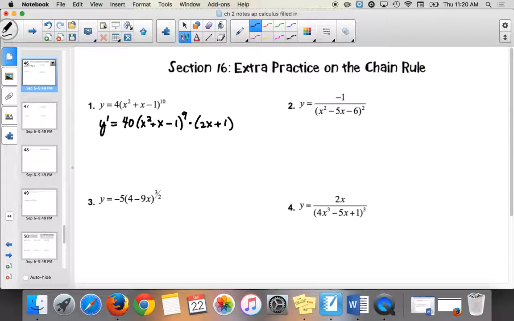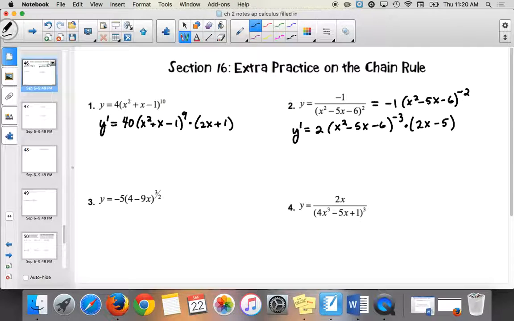So the next one, I would rewrite as -1 and then x squared minus 5x minus 6 to the -2. If you didn't, it's fine. You probably just used the quotient rule. So when we do this, we get -1 times -2 is 2. We have the stuff on the inside, that's our u, raised to the -3, right? Subtract 1 from the power. And then times the derivative of the inside, which should be 2x minus 5. Did everybody get that? All right, looking good.